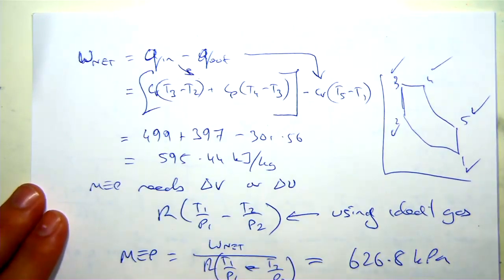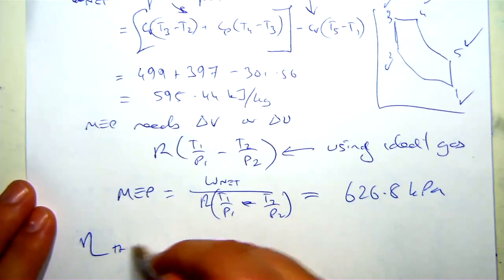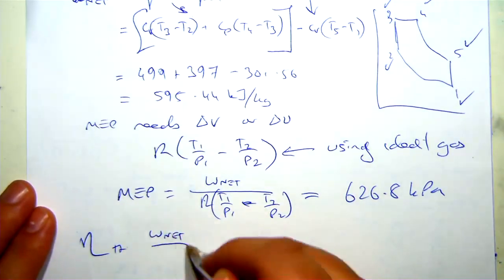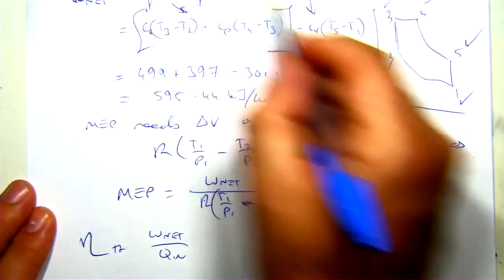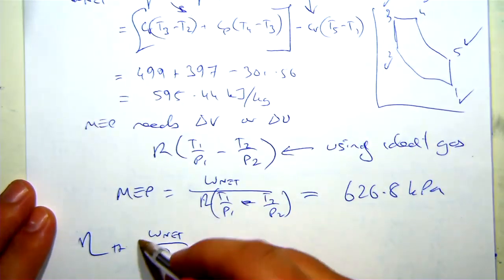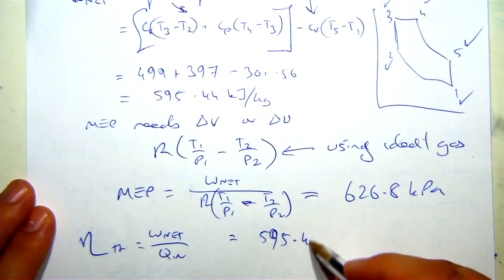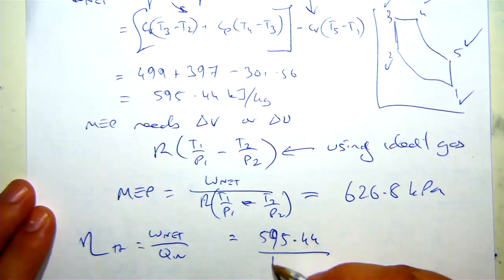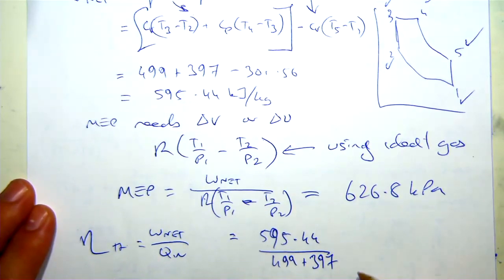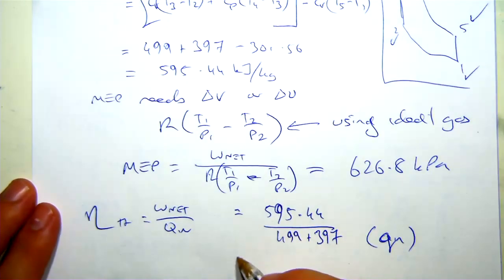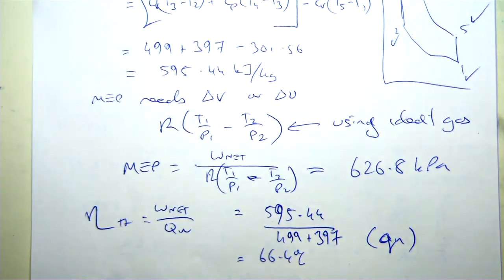kilopascals, and an efficiency of work net over Q in. I've already worked out Q in up here. And so then I can get 595.44 over 499 plus 397. This is Q in. It's going to equal 66.4%.